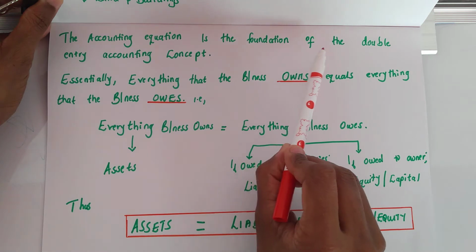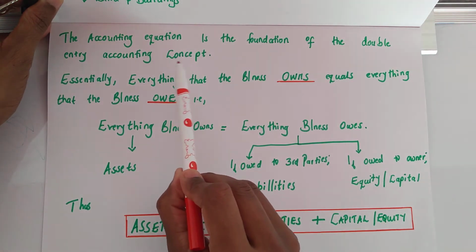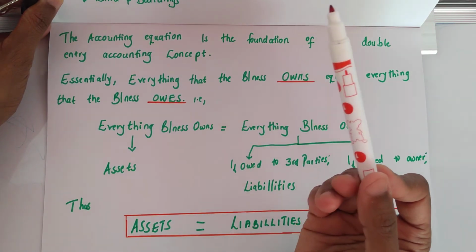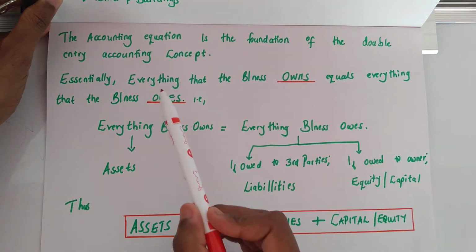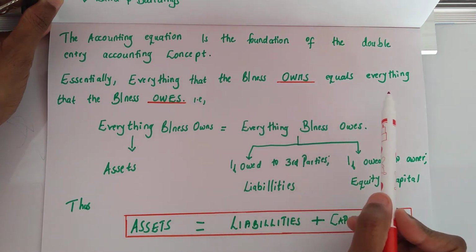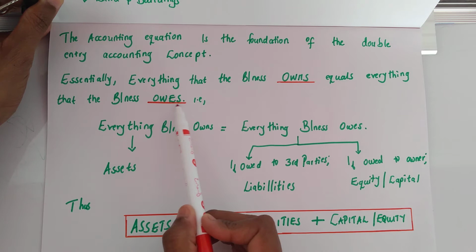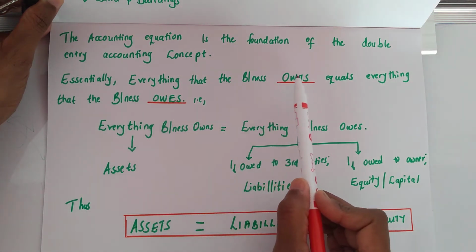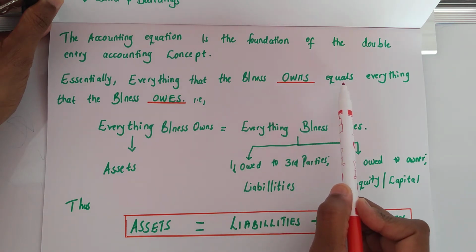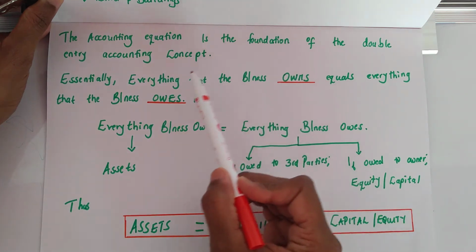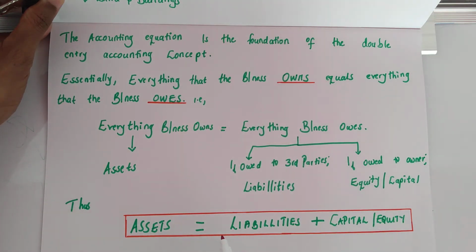Now, the accounting equation is the foundation of the double entry accounting concept. Basically, assets equals liabilities plus equity. So everything that the business owns will equal everything that the business owes. Again, everything that the business owns will equal everything that the business owes, and this is the basis of the accounting equation. Assets equals liabilities plus capital.